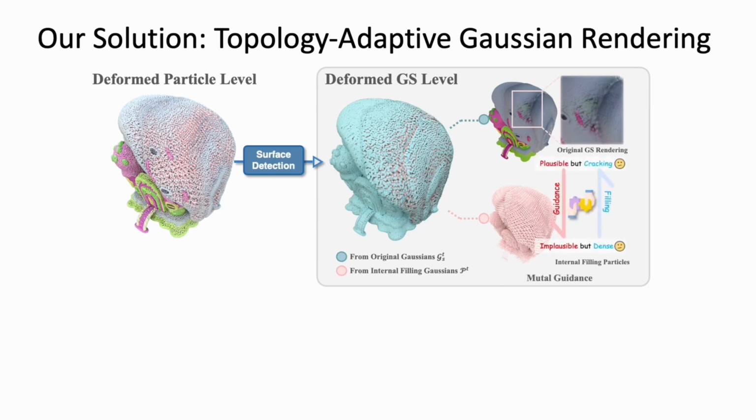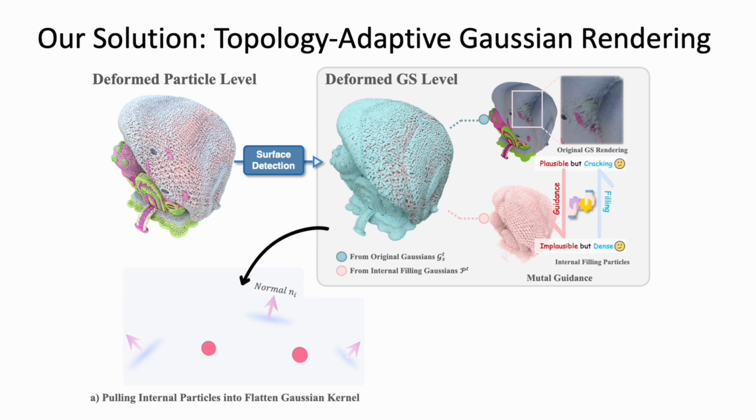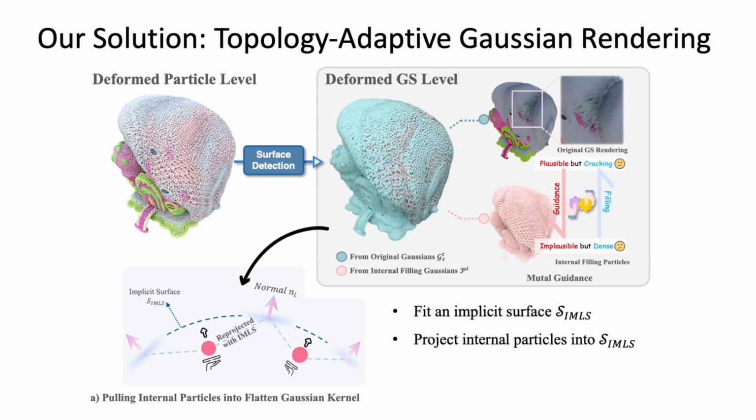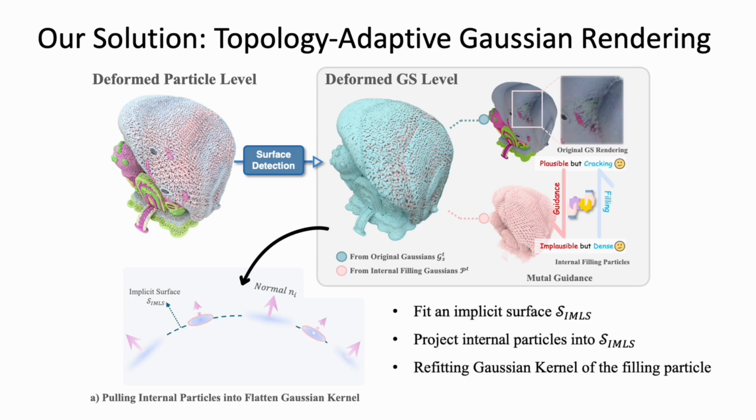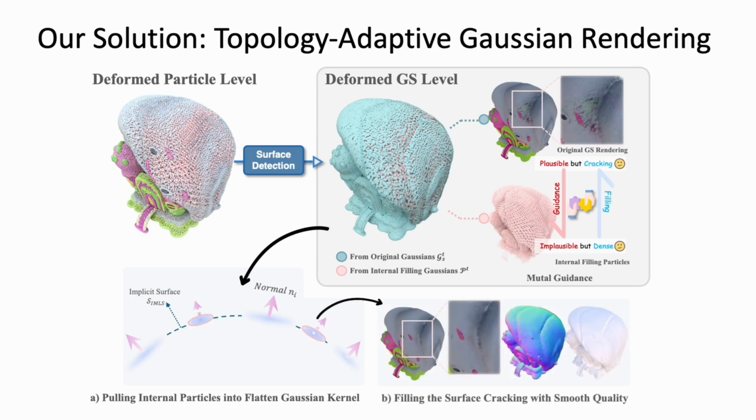To reconstruct a coherent surface representation, we leverage the deformed surface Gaussians to guide the local Gaussian kernel fitting of nearby internal particles. To restore plausible Gaussian kernels for internal particles, we fit an implicit surface from the original deformed Gaussians via implicit moving least squares. Each internal particle is then projected onto the surface to obtain its surface normal, and we assign a new Gaussian kernel to the crack-filling particle. This adaptive densification seamlessly recovers cracked regions with correctly oriented internal Gaussians and yields smooth, stable rendering under extreme melting deformation.